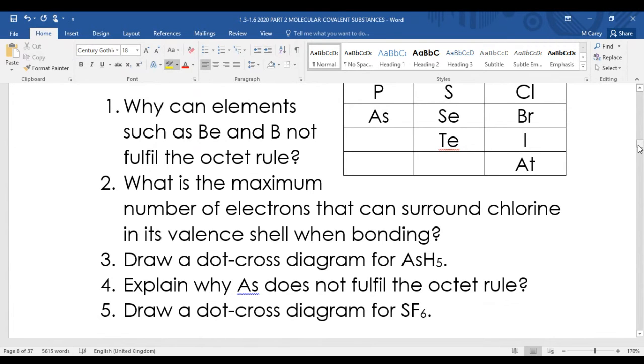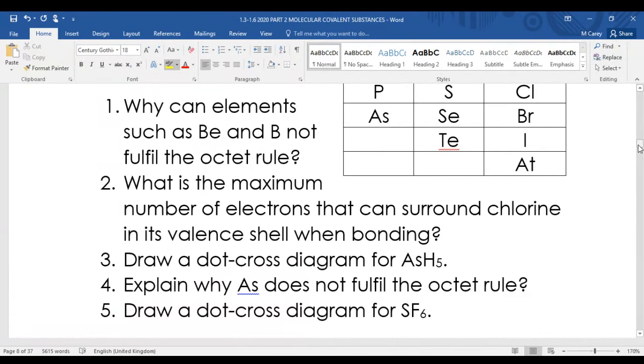What is the maximum number of electrons that can surround chlorine in its valence shell when bonding? Well, theoretically, because chlorine has 7 electrons in its outer shell before it bonds, it could have 14 electrons. It could form 7 covalent bonds with other elements, particularly fluorine, other group 7 elements and hydrogen. Chlorine doesn't tend to expand to that level, mainly because it's too small. But you see that bromine can and iodine can. So in theory, it's 14.